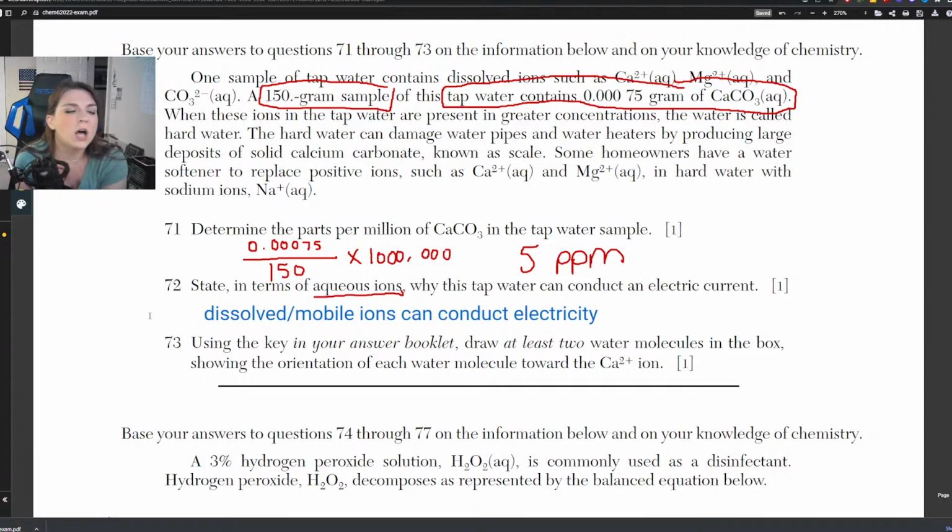So if the ions are dissolved or if they're mobile, they can conduct electricity. Using the key in your answer booklet, draw at least 2 water molecules in the box, showing the orientation of each water molecule towards the calcium +2 ion.